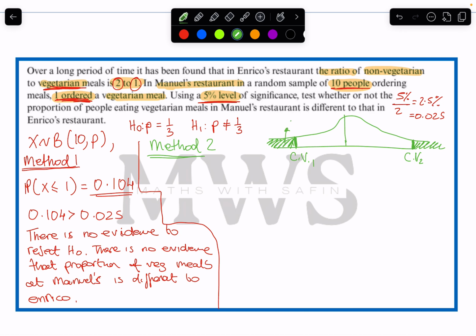So here we reject H naught, reject H naught.